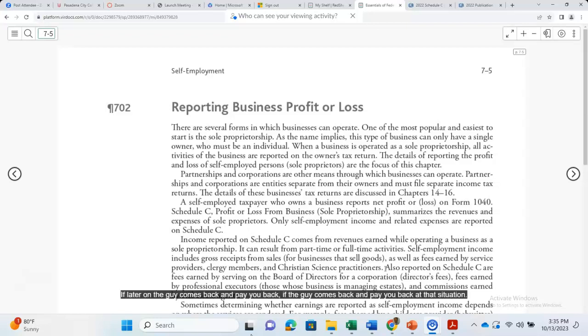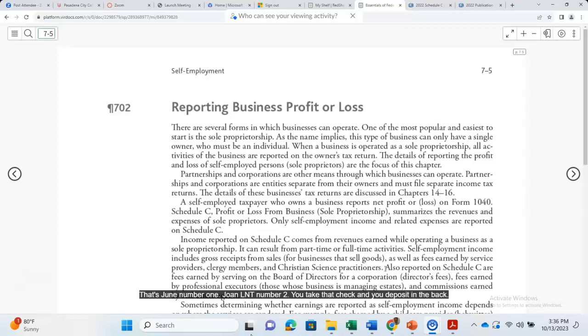If the guy comes back and pays you back, because you already wrote it off, you have to again recognize two journal entries. First, debit accounts receivable for whatever the check is that you received from that bad customer, debit accounts receivable, and credit revenue. That's journal entry number one.